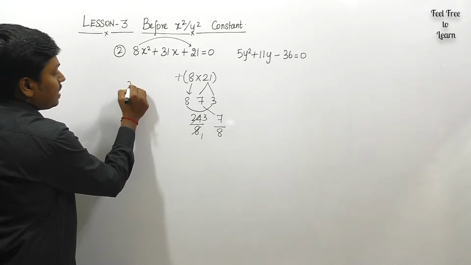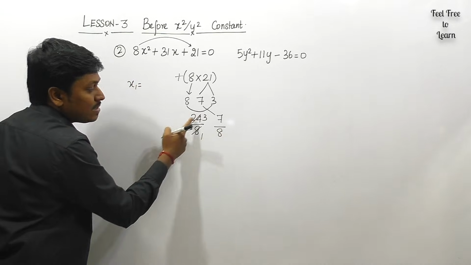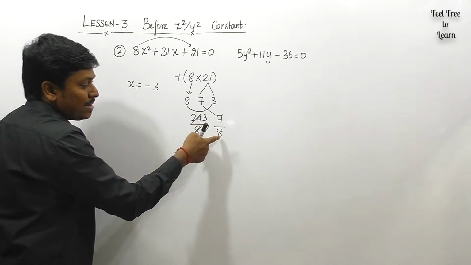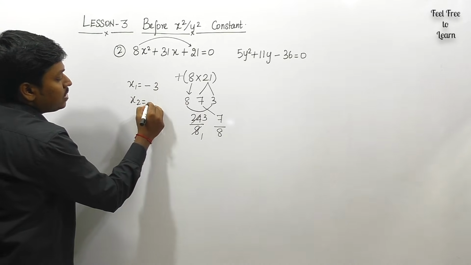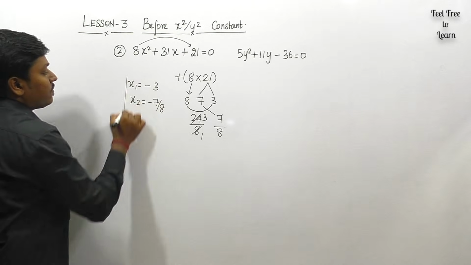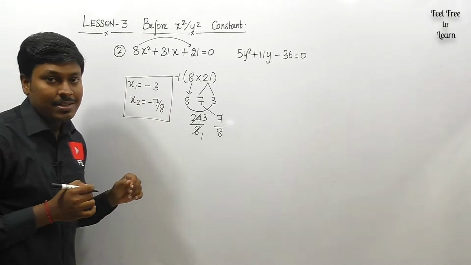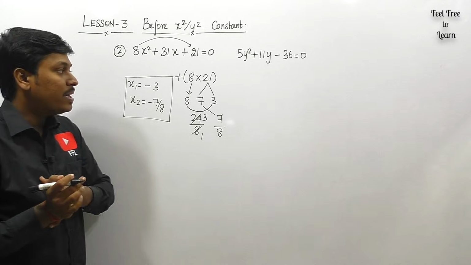So finally we got x1 is equal to, so friends, here it is plus 3. But while writing you need to change the sign as minus 3, and here it is plus 7 by 8, but while writing it should be minus 7 by 8. So finally we got the factors for the first expression, that is x1 is equal to minus 3 and x2 is equal to minus 7 by 8.